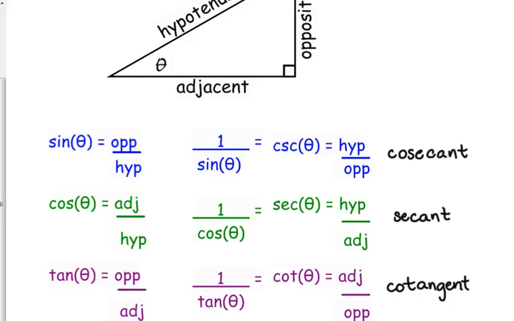Now, one thing that I use to help me remember which one goes with which: notice the co's don't go together, okay? So cosecant does not go with cosine. Cosecant goes with sine, secant goes with cosine, and tangent and cotangent, that's the easy one, they go together. There's only one co in each pair: sine and cosecant, cosine and secant. That's how I remember which one goes with which. Okay. Any questions about the setup here?